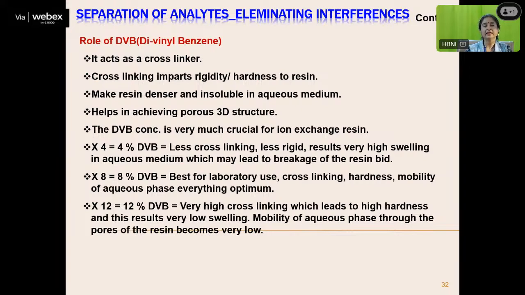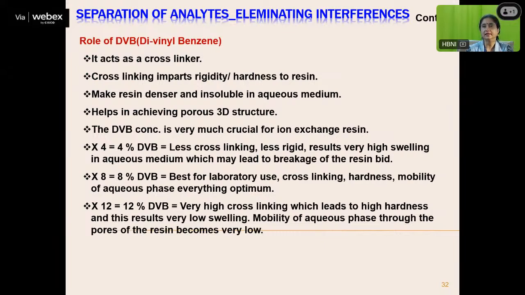So now what is divinyl benzene and where is it required? And what is that cross-linking, whatever we have seen? So actually the role of DVB is that it acts as a cross-linker. Cross-linking imparts rigidity or hardness to the resin. Different polymer chains will be forming, and these two chains will be joined if DVB is there, because it has two polymerizing groups, one vinyl group and the second vinyl group. Both are polymerizing. So it will act as a cross-link between two polymer chains. So it acts as a cross-linker.